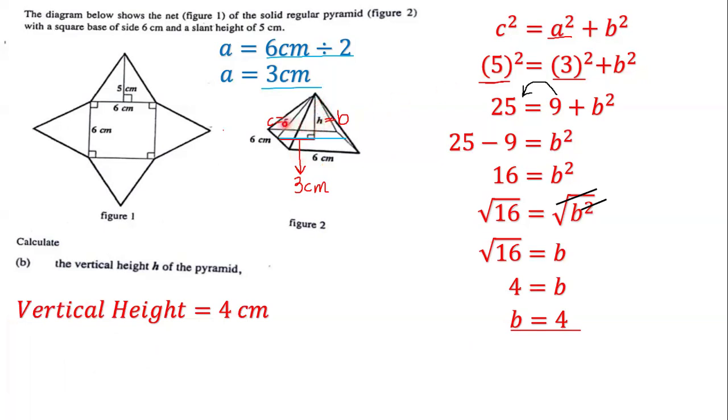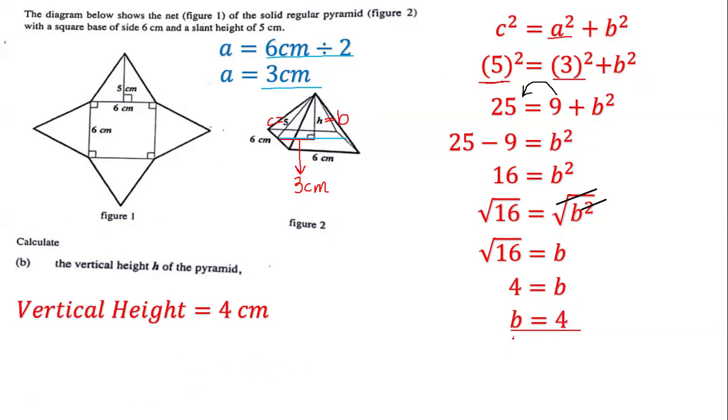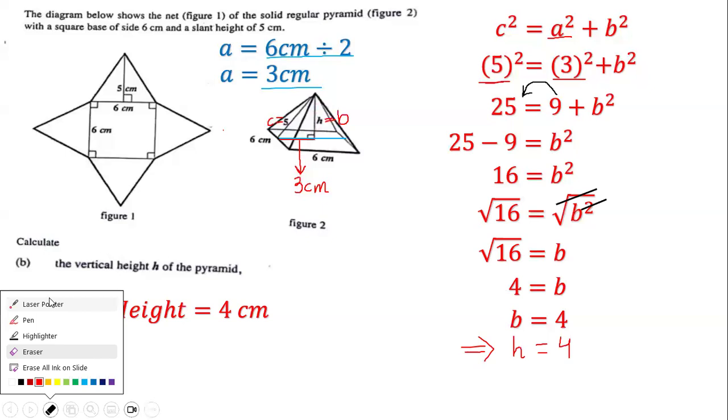So we let c equal to 5, we let a equal to 3, we let h equal to b. And once we figured out what b was, we found out that b is equal to 4. That means that h is equal to 4. And in fact, let me just put it there. H is equal to 4. And so since we know that h is equal to 4, then we can say that the vertical height is 4 centimeters. And that's the answer to this question.